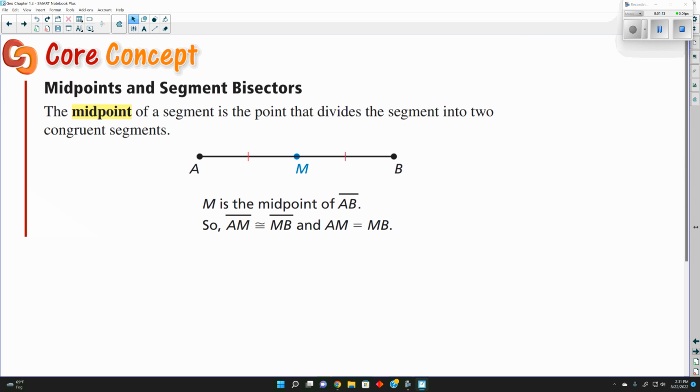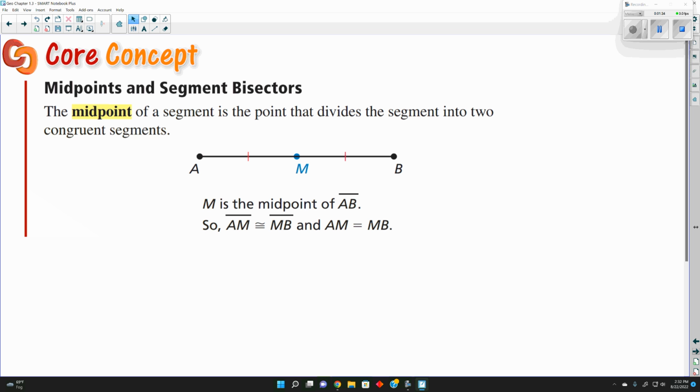Now, what we're looking at today is midpoint and segment bisectors, or midpoint and distance. I was able to go back in and fix the slides, so hopefully they look a little bit nicer than they did last week, cleaner and easier to read.